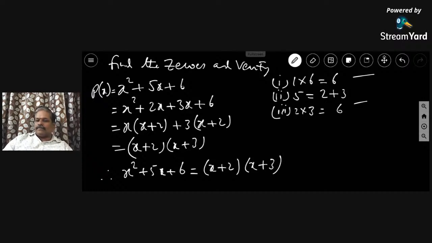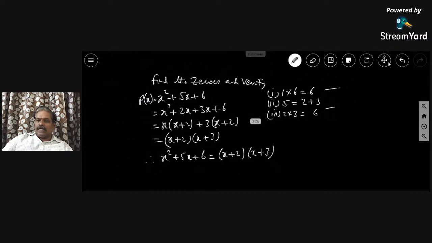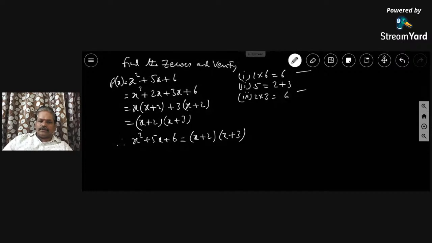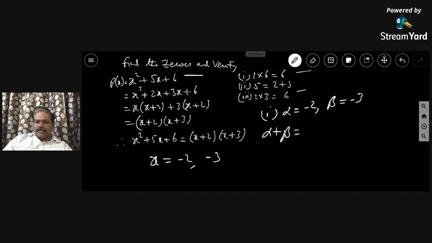That means x is equal to minus 2 and minus 3 are the zeros of this given quadratic polynomial p of x, x square plus 5x plus 6. Considering one as alpha and one as beta, alpha is minus 2 and beta is minus 3. Alpha plus beta is equal to minus 2 plus minus 3, that will become minus 5. Alpha into beta is minus 2 into minus 3, that is plus 6.